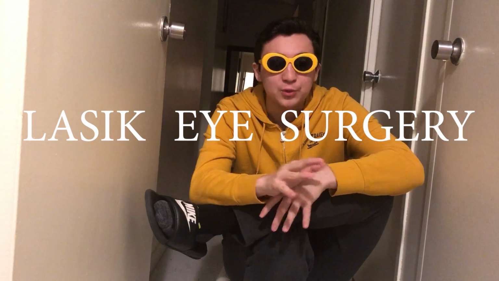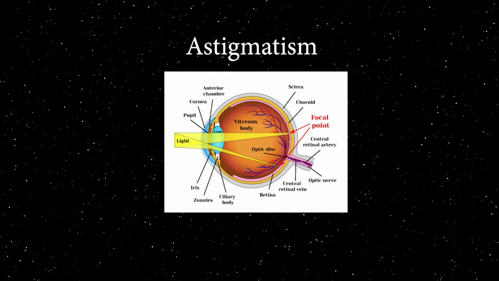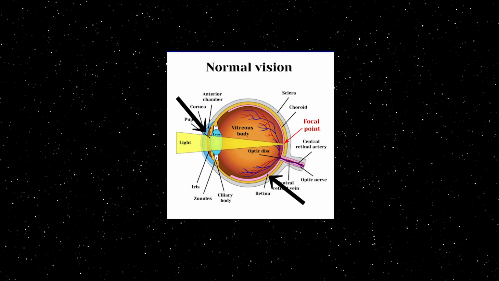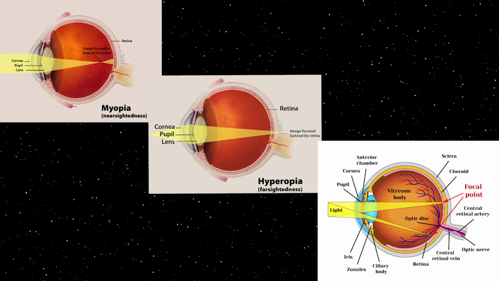LASIK eye surgery, or laser eye surgery, is the correction of eyes with nearsightedness, farsightedness, and astigmatism. Eyes work by focusing visible light on the retina by refracting it with the cornea, and in each of these conditions, visible light is unfocused.